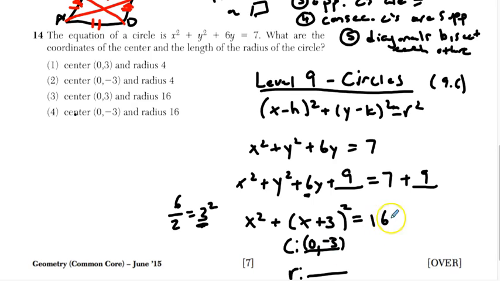And this, since r squared is equal to 16, we take the square root of 16, and we get 4. All right, and that is answer number 2. Nicely done, guys. Nicely done.